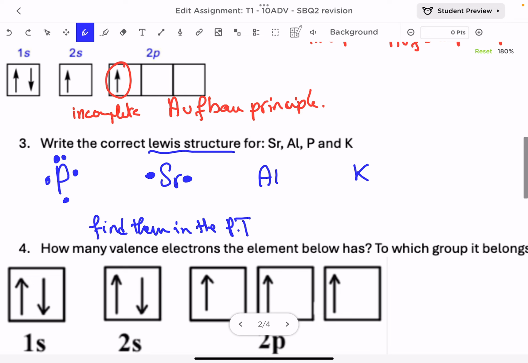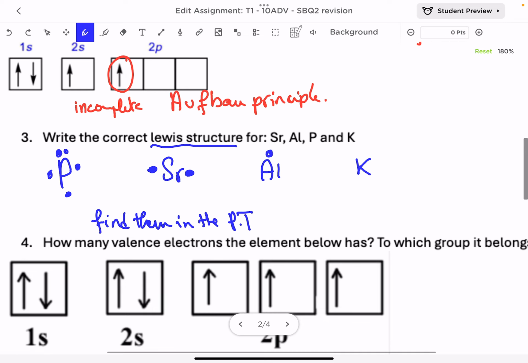Aluminium is found in group 13. I'm just going to show you here the periodic table. Here's strontium, it belongs to group 2. Here's aluminium, it belongs to group 13. Here's potassium, it belongs to group 1. So aluminium, group 13, means 3 valence electrons, and potassium belongs to group 1, 1 valence electron.